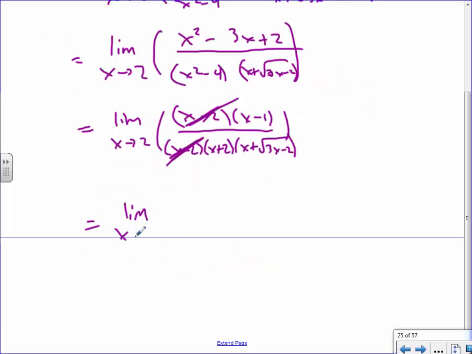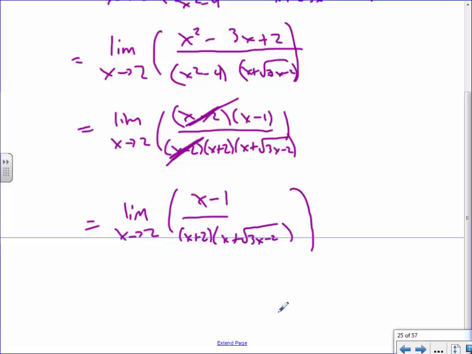Because now when I want to do the limit as x approaches 2, the remaining bit is x minus 1. Well, there's no problem with me plugging in 2 there. And then x plus 2 and x plus root 3x minus 2. I don't actually see a problem anymore with trying to plug in 2. So note, though, I'm still writing my equal signs. I'm still writing my limit notation. Now I'm at the step where now I'll plug in what x is. X is really getting close to 2. Let's plug in 2. There's not a problem anymore. 2 minus 1 over 2 plus 2 times by 2 plus root 3 times 2 minus 2.